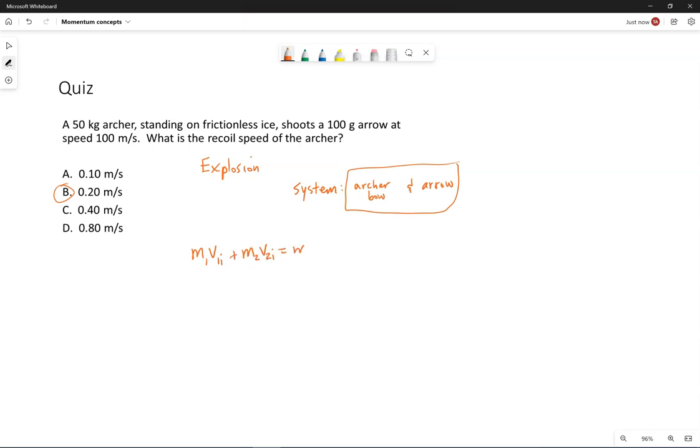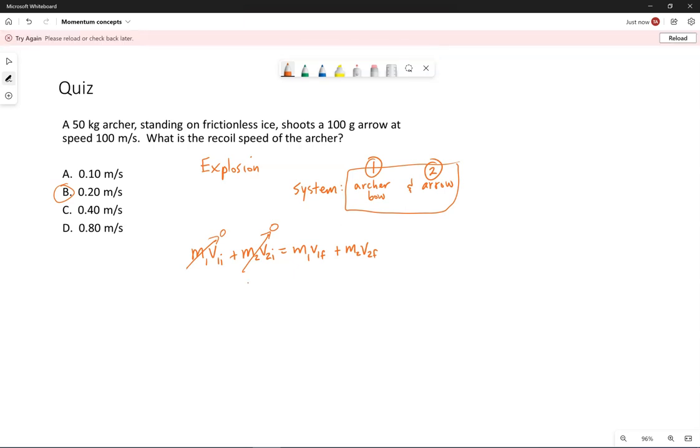Now, you might be able to jump quickly to that conclusion, which is great. But I want to go ahead and be consistent about the approach. If we say the archer is object 1 and the arrow is object 2, we know both of them are stationary originally. There is no momentum in the system to begin with. So that means the momentum totally has to be there finally.